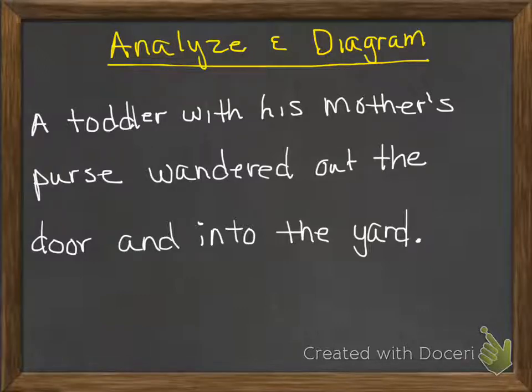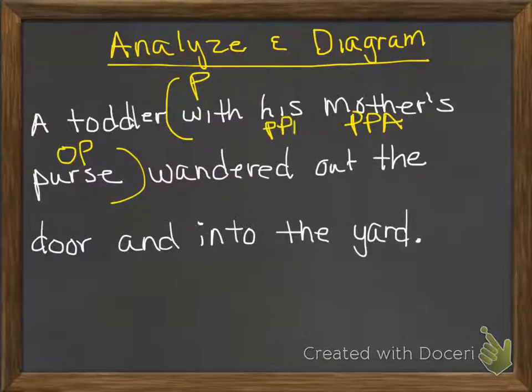Okay. With what? With a purse, object of the preposition. Okay. Whose purse? Mother's. Possessive, pronoun, adjective. Whose mother? His mother. Possessive, pronoun, adjective. Wandered, okay, out. Out we know can be used as a preposition, so we're going to mark that and check. Out what? The door, object of the preposition.